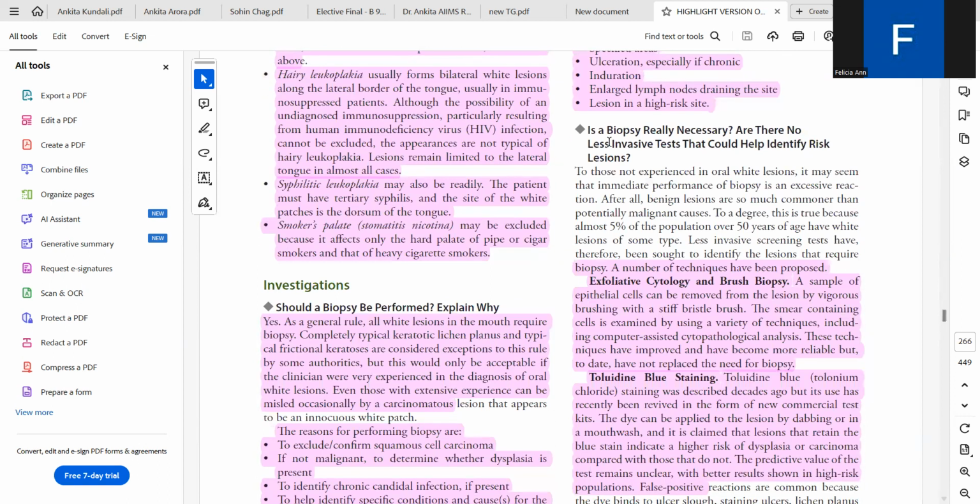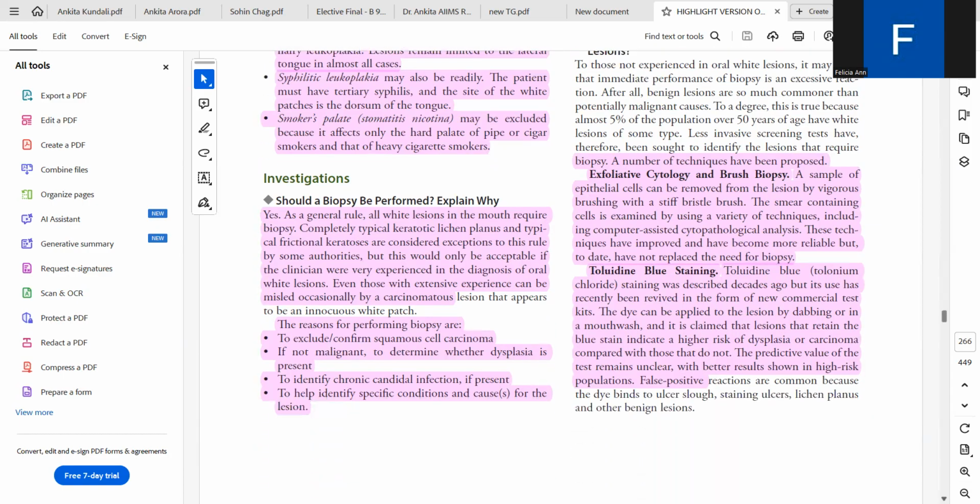The next point is, we had already done till is biopsy really needed, and what else can be done? Less invasive screening tests can be exfoliative cytology and brush biopsy and toluidine blue staining.